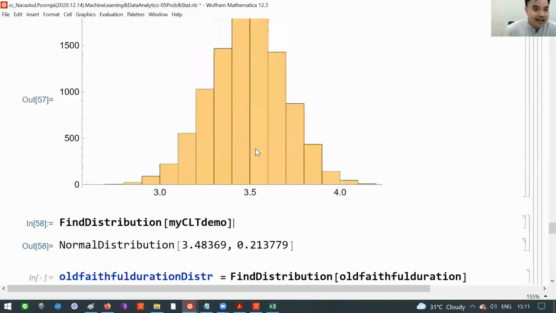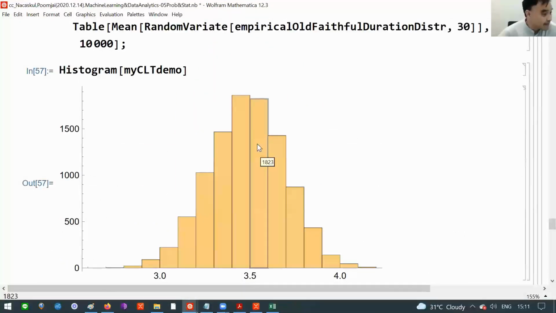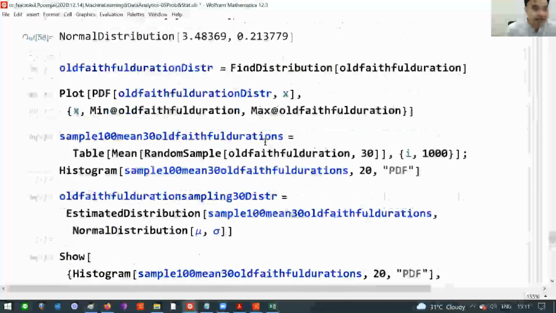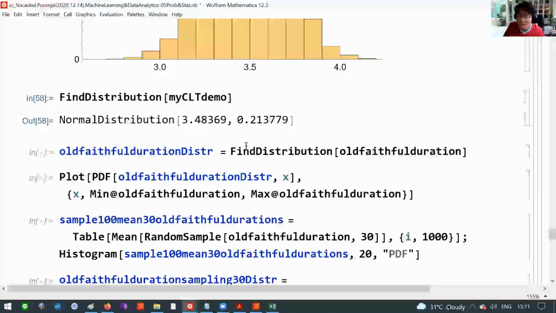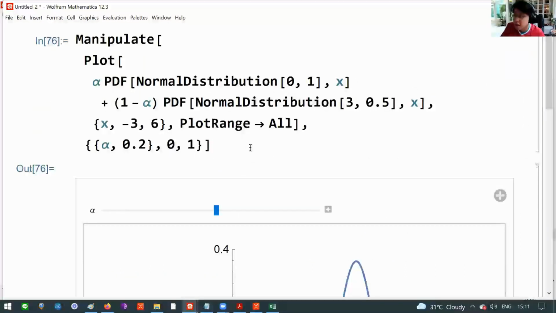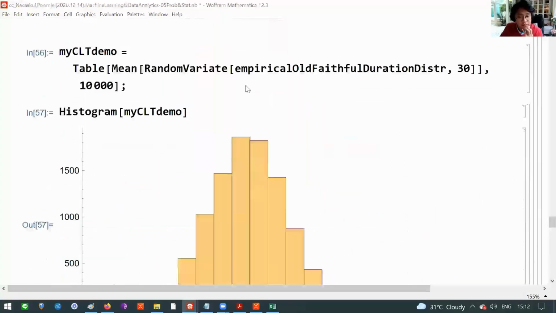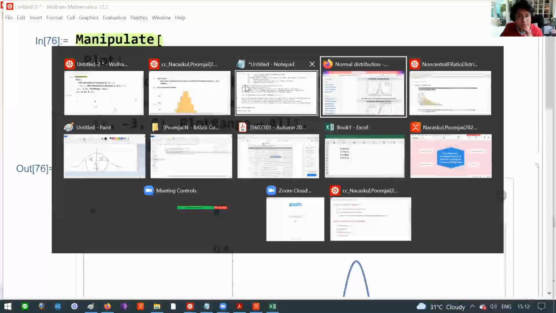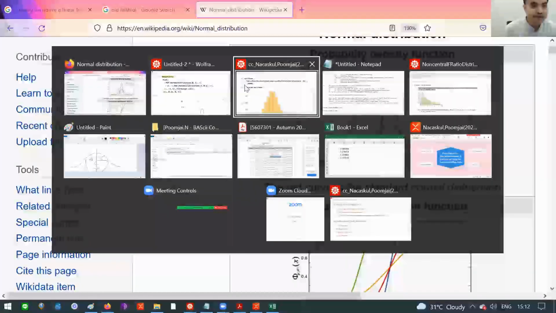Now, once we have that, let's see if Mathematica does this as well for the Old Faithful Geyser data. Excuse me, so for alpha, is it just a constant or does it mean anything? Remember, okay, let's go to this picture. The Old Faithful, yeah.